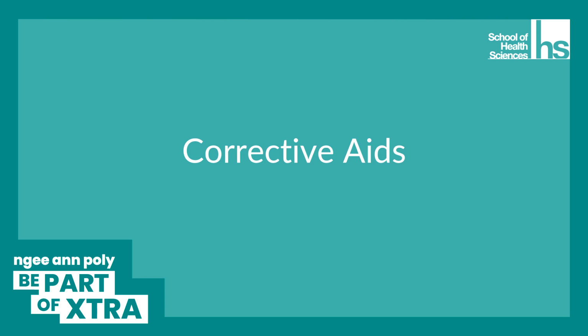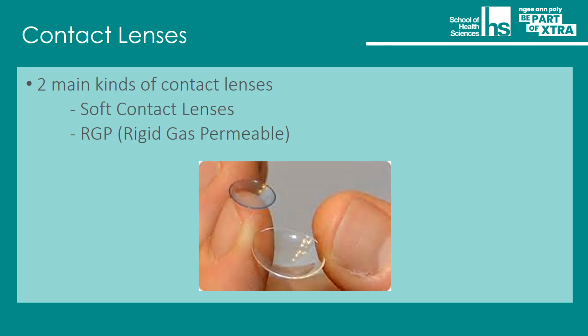Hi everyone, this is Mr. Wu here, and I'm going to bring you through the rest of the lecture regarding corrective aids and also the refractive surgeries. For corrective aids, I'm not going to talk about spectacle glasses, which most of you will be familiar with. We're going to talk about contact lenses. There are two main kinds of contact lenses. The more common one is the soft contact lens, and the least common one, but still available in the market, is the RGP lens. They are also commonly known as rigid gas permeable lenses.